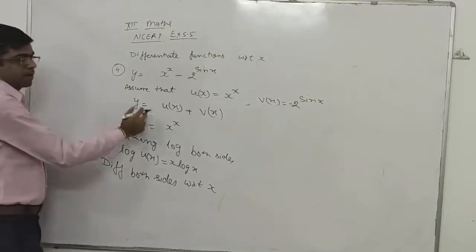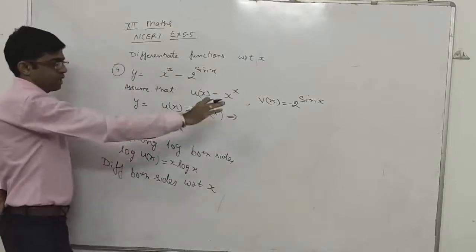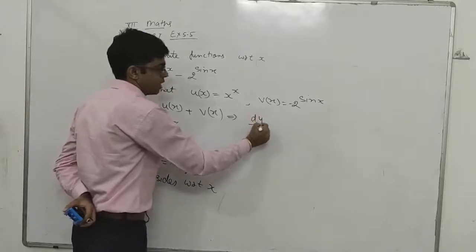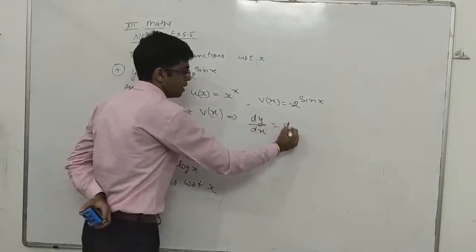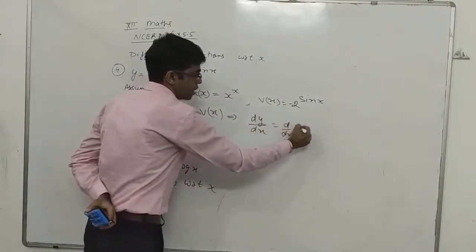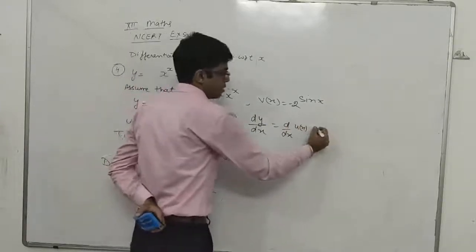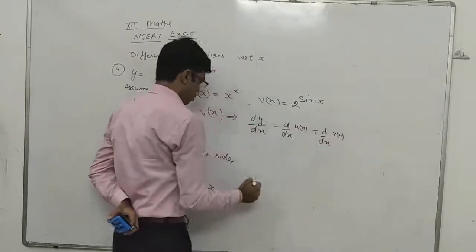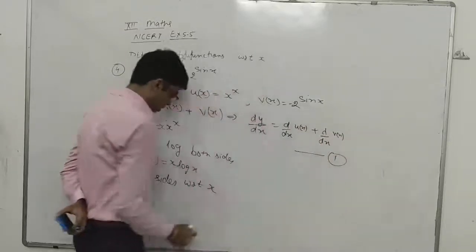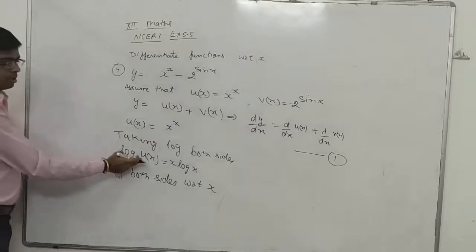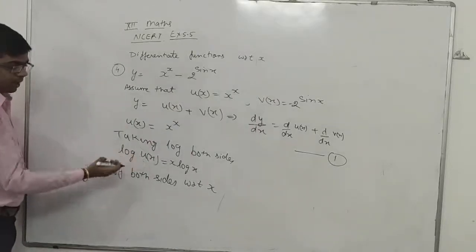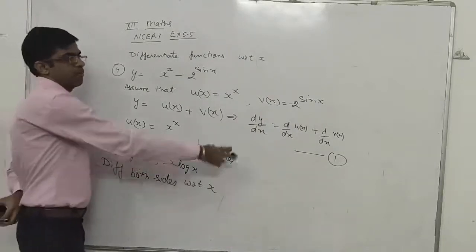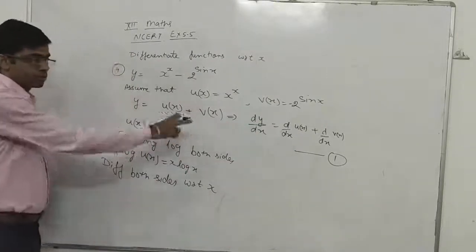First, let us do this step: differentiate both sides with respect to x. dy by dx is equal to dy/dx of u(x) plus dy/dx of v(x), because we will put in the value of this dy/dx of u(x). We will find the value of dy/dx of u(x) from this relation, and then we will use it in the first.